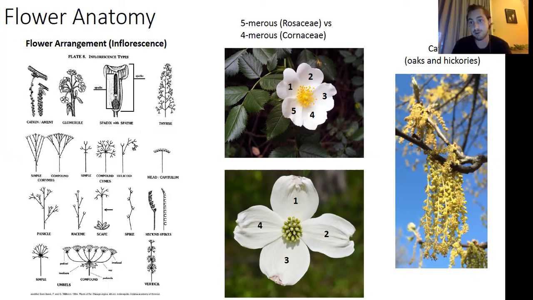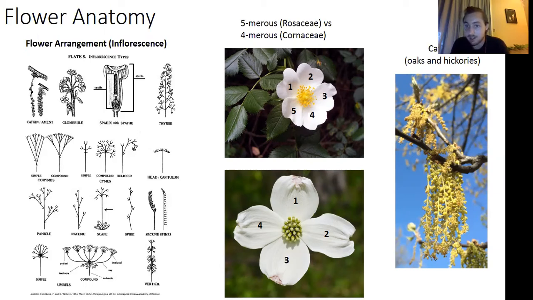So for example, our oaks and hickories have an inflorescence called a catkin. And a catkin is a flowering spike. So a spike is where the flowers are unbranched from the main stem. So all of these have a main stem and the flowers are borne directly on that stem.